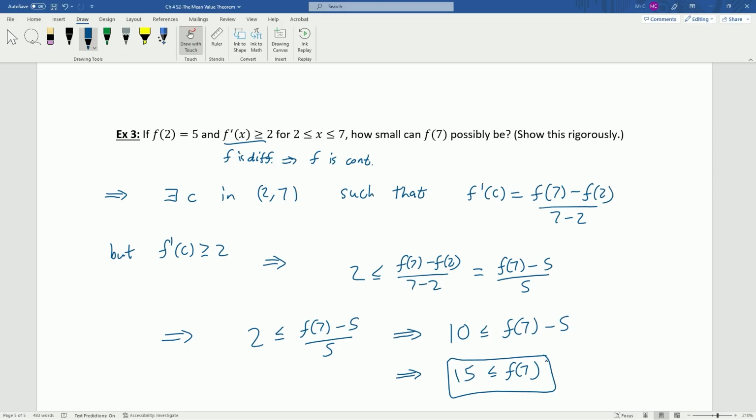So, in other words, how small can f of 7 be? 15, right? That's the answer. That is the smallest number we can get for f of 7.